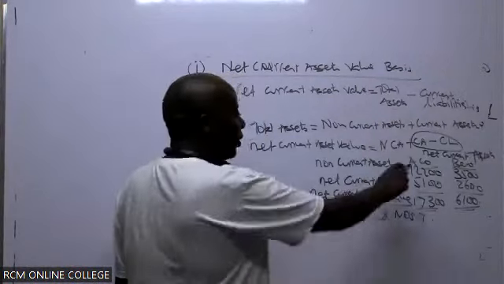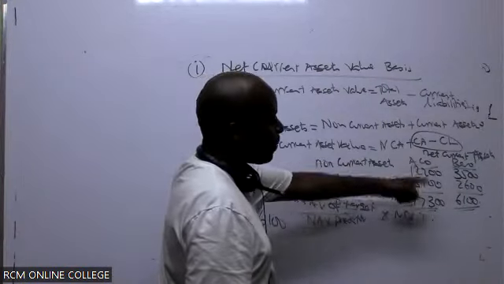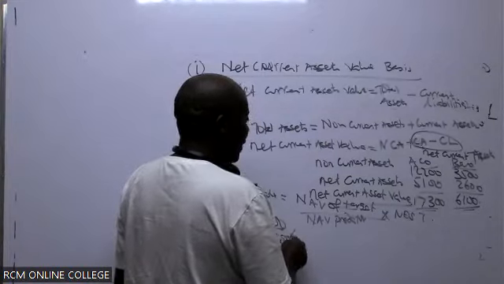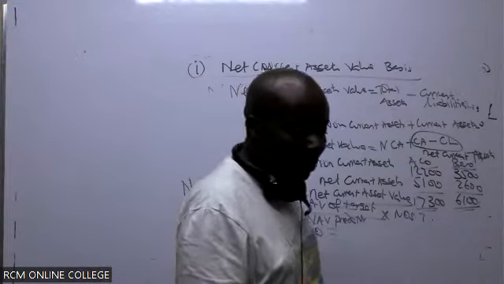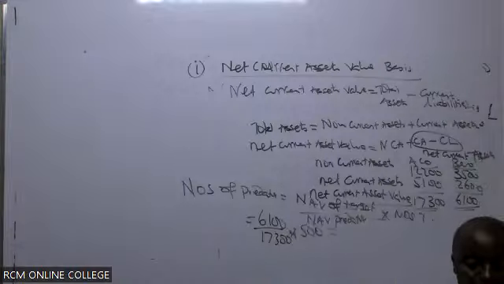So our net asset value using this will be 6,100 for Bero here, which is the target, over 17,300, times the NOS of the target company, 500. So what are we able to get, ladies and gentlemen?